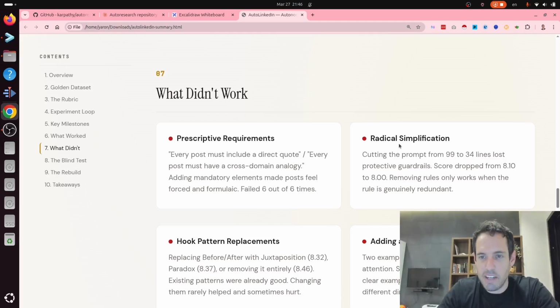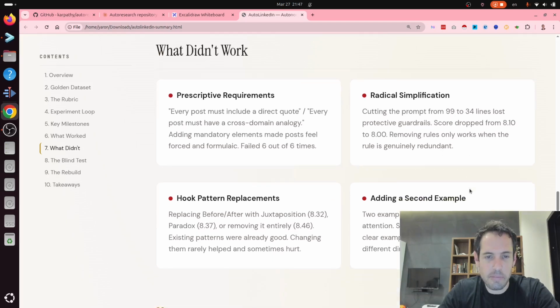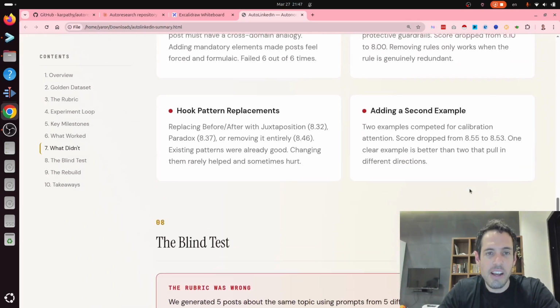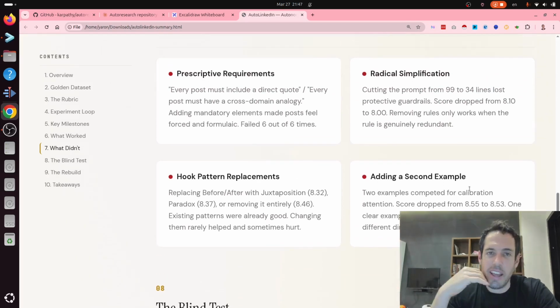Radical simplification, so cutting the prompt from 99 to 33 lines, lost protective guardrails, score dropped from 8.1 to 8. Removing rules only works when the rule is genuinely redundant. So this was very interesting.